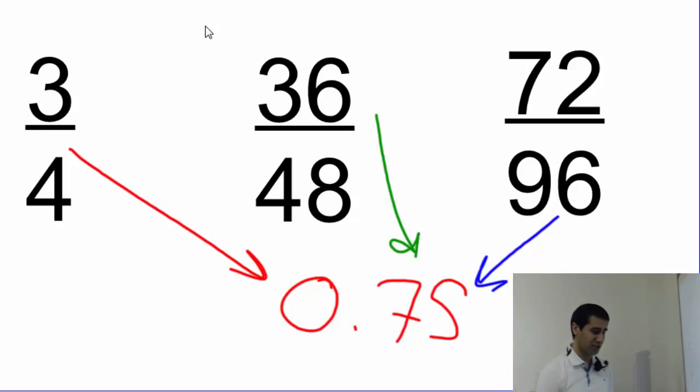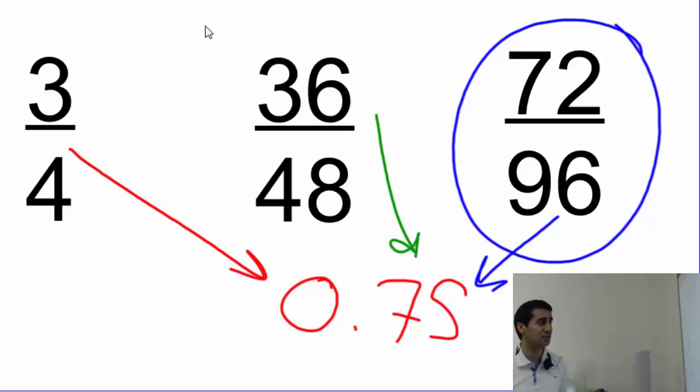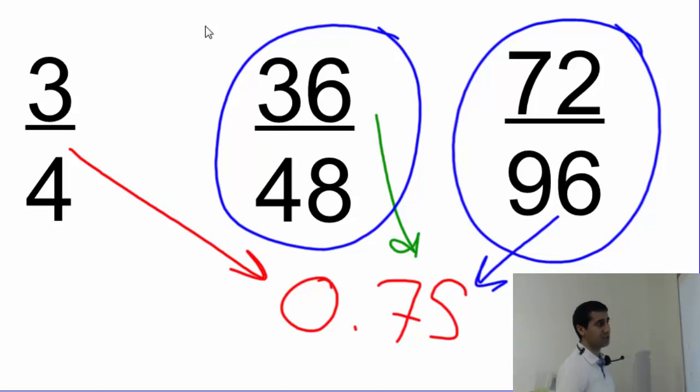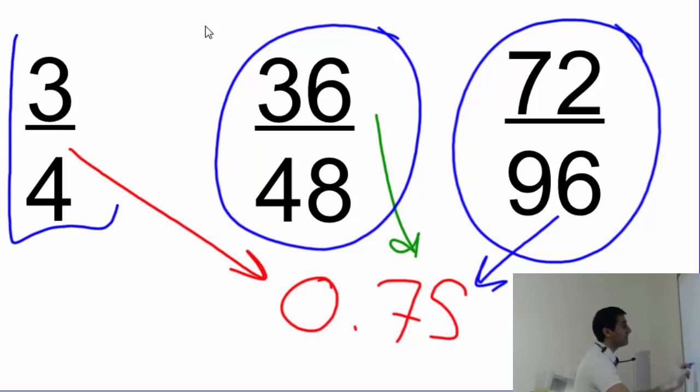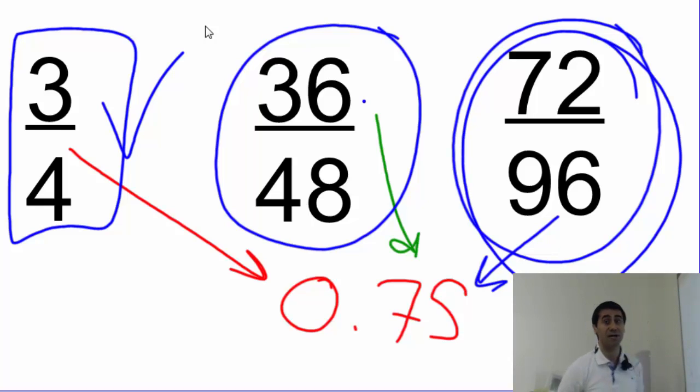It's just that this one has very big numbers, 72, 96. This one has mediumish numbers. But this one has simple numbers. And since they are all equal, they are all the same numbers, I like to see this one instead of that. Instead of definitely that, that's a big number. That's where the simplification becomes useful.